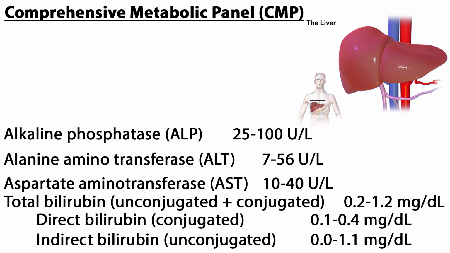AST, or aspartate aminotransferase, is an enzyme found in liver, muscle, and other tissues, and is usually ordered along with the ALT to detect liver damage. It has a normal range of 10 to 40 units per liter.